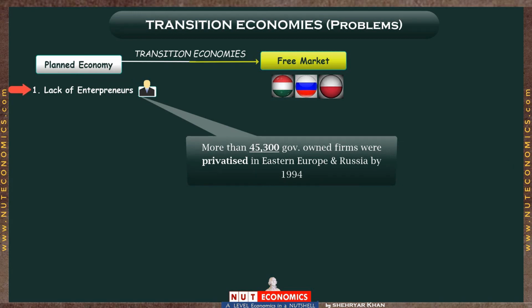But since these countries had been using this planned economy for generations, for a lot of years, there were no private entrepreneurs who had the experience of running a business. And therefore, first of all, these governments found it very difficult to sell the businesses that the government had owned in these planned economies. And once they were able to find people, as I said, since they were not experienced entrepreneurs, usually the economy initially could not be run very efficiently.